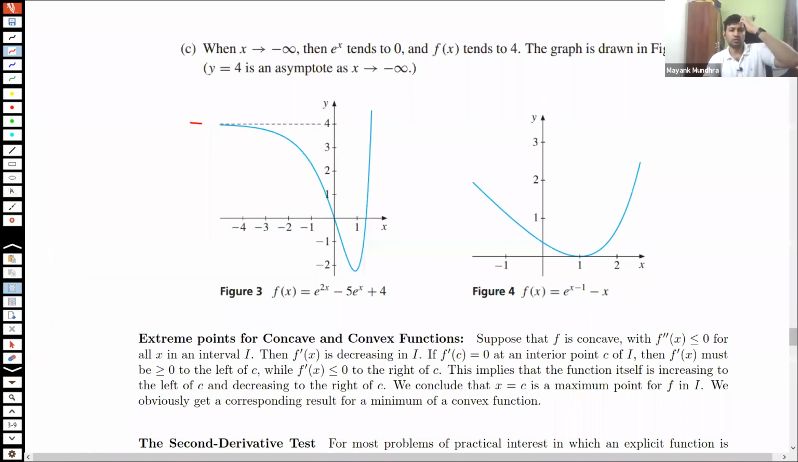So do this asymptotes file, and if you have doubts, let me know by Tuesday so that we can cover it on Wednesday.